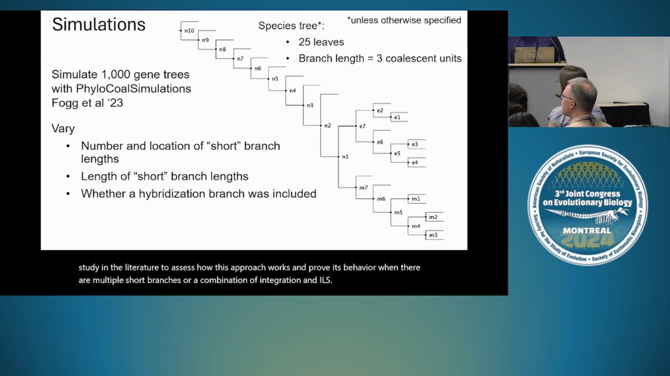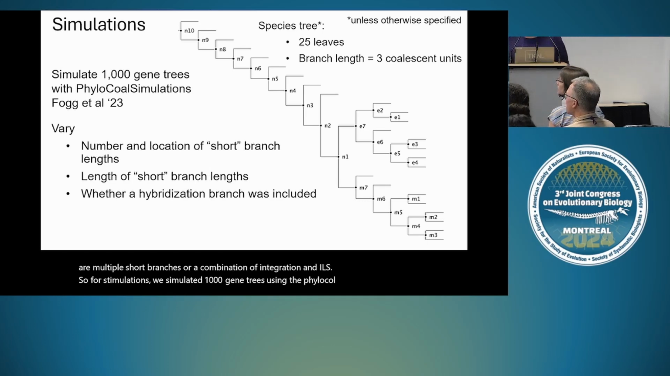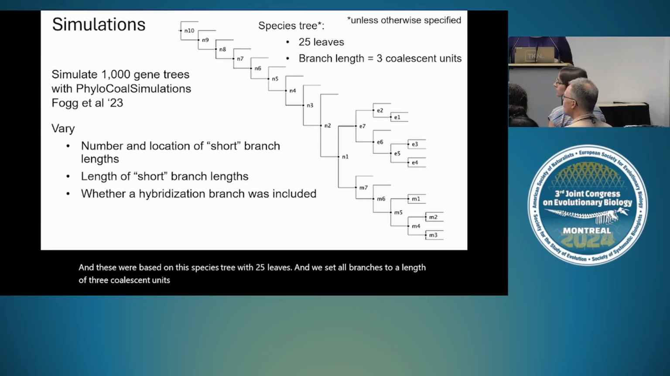So for simulations, we simulated 1,000 gene trees using phylogenetic simulations. And these were based on this species tree with 25 leaves. And we set all branches to a length of 3 coalescent units, and then we varied a number of characteristics and analyzed behavior.